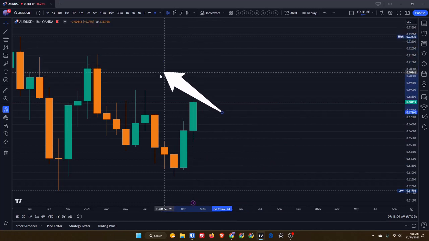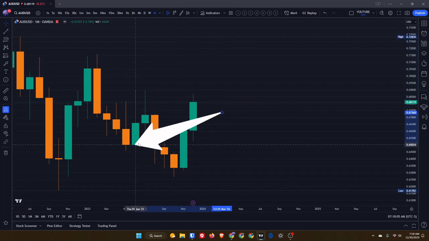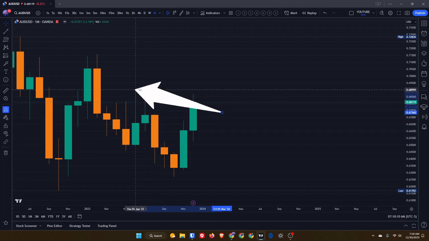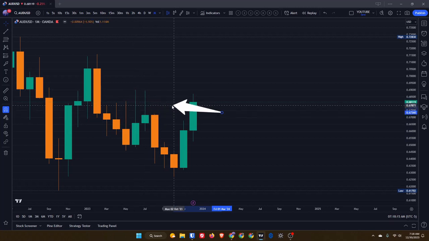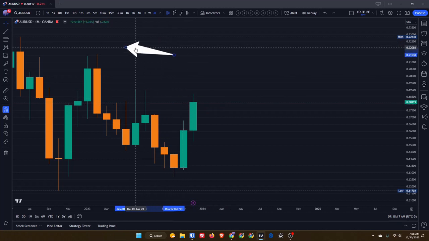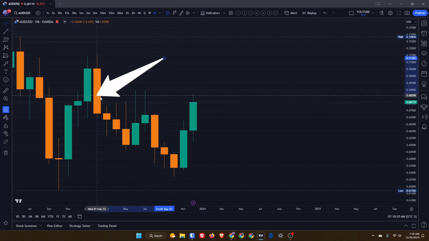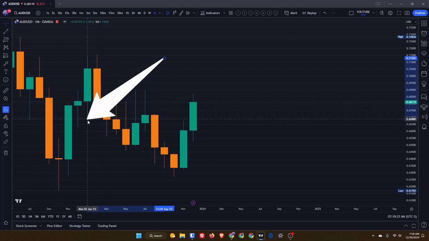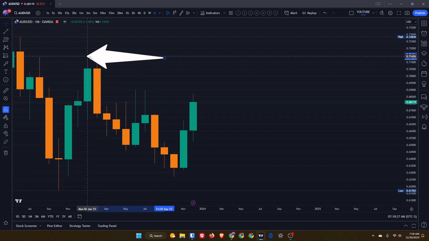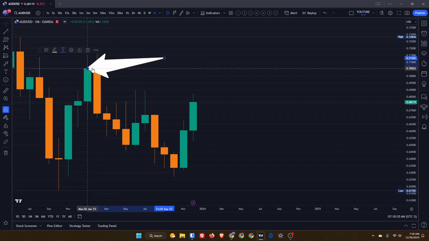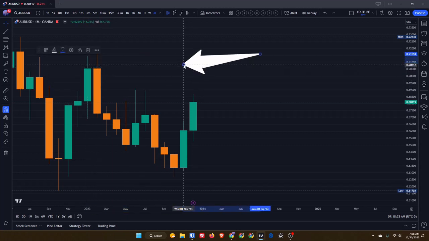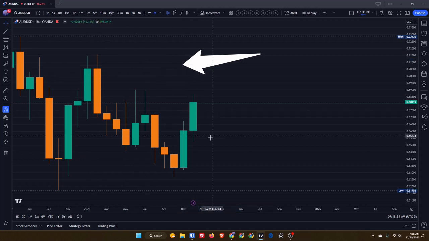Okay, so this is where it opened. Went all the way down here to the bottom of this wick. Went all the way to the top of this wick. And then it closed right here. One more example. Okay, this green candle opened right here at the bottom of the body, bottom of the wick, went all the way to the top of this wick, and then closed here at the top of the body. That's how you read a green candle. And all it means is that the green candle says that the price went higher overall.